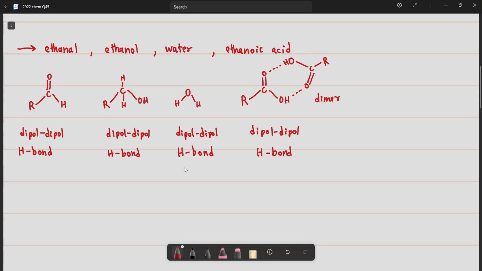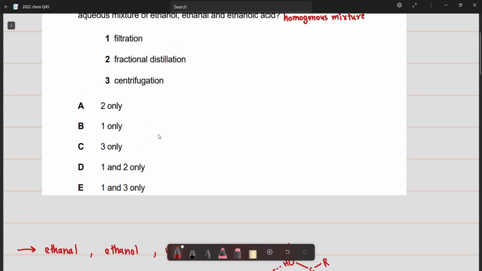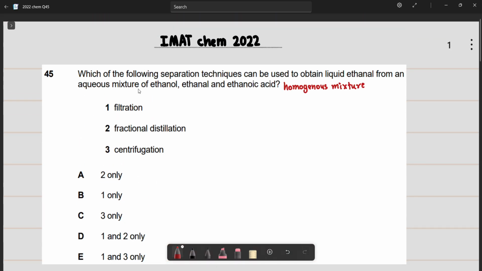Okay, so now what we can do is compare each of these separation techniques and identify which one is the most suitable. Okay, so first of all, option one is filtration. So we can easily cross this out, and it's wrong because filtration is primarily used for heterogeneous mixtures.